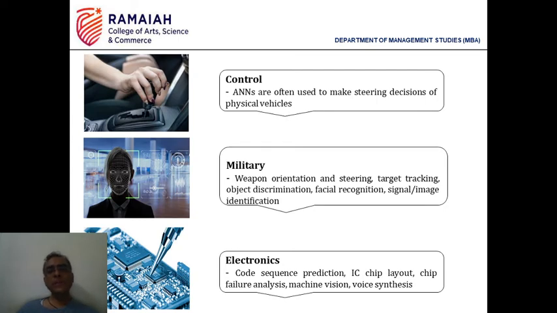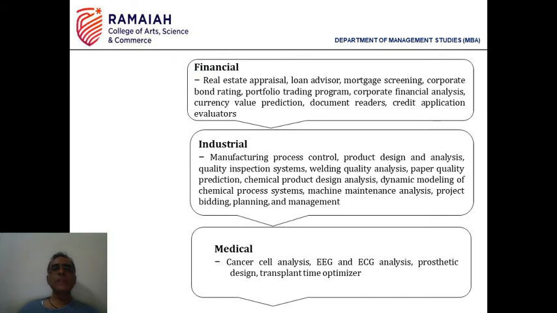The next one is electronics. The code sequence predictions, the IC chipset layout, the chip failure analysis, machine vision, and voice synthesis. All these areas where chip manufacturing goes into VLSI design. We call it VLSI, a very large semiconductor industry where it goes into chip-level component manufacturing, where they use soldering and ensure all the chipsets are embedded into the systems, right? So this is just an example we're looking at. Now let's look further.